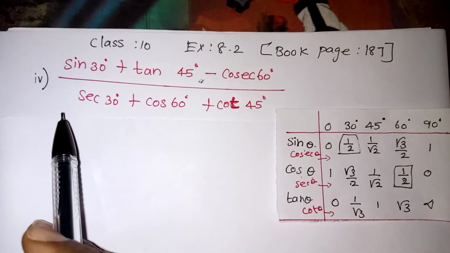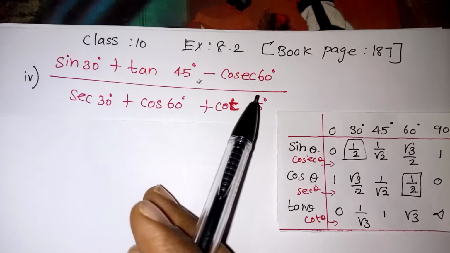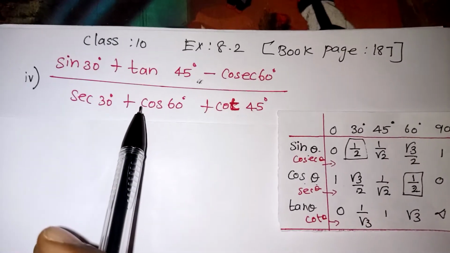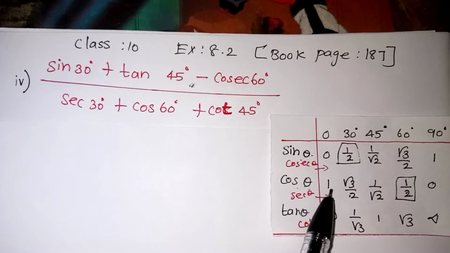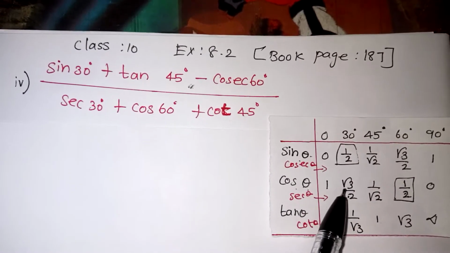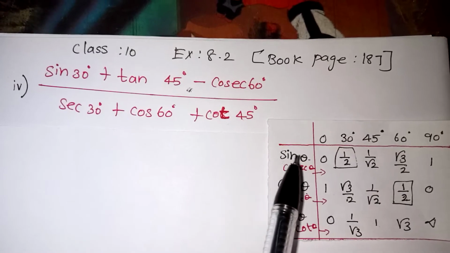So look at the question: sin 30, tan 45, cosecant 60, 30, 45, 60. All these are special angles. We can get the value through table. So this is a table value I have written here. So how to write this shortly, I have uploaded the video already that you can check it. Now let us take the value from the table.